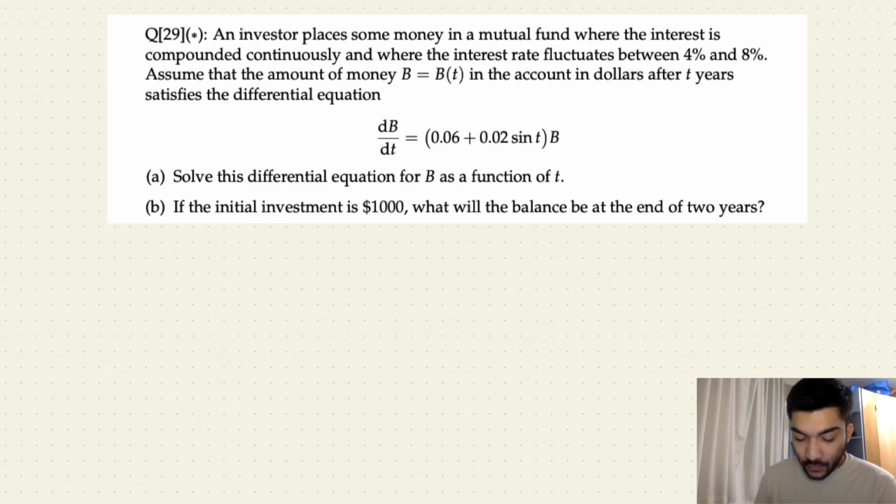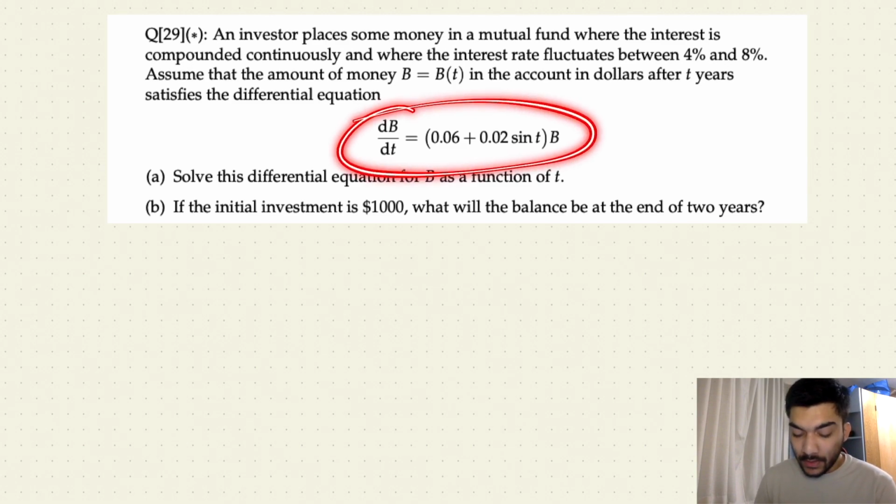If we assume that the amount of money is represented as this, so the amount of money is a function of time, where B is in dollars and t is in years, dB by dt, which is the differential equation, is given by this formula over here.